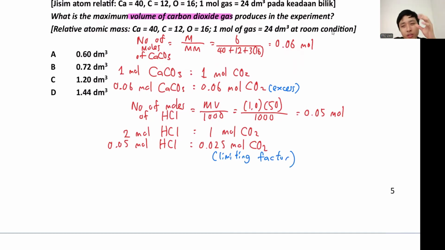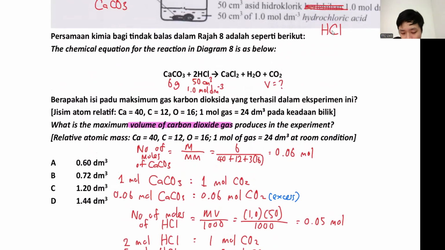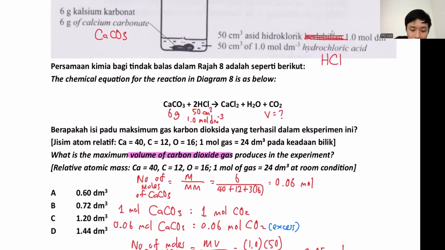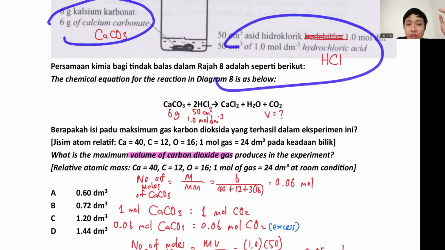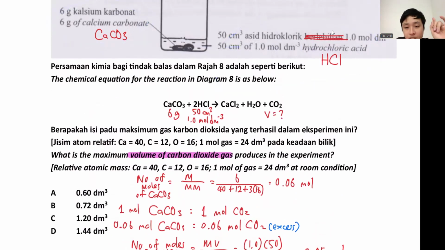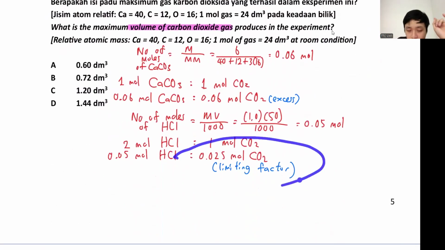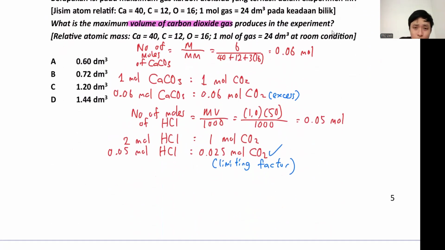So I think sometimes the question got slightly wrong. Unless they tell you which one is excess, then you no need to purposely calculate. But if you didn't have anything, you have to see which one is excess, which one is the limiting factor. Then you have to take the limiting factor as the answer. So you take this, which is correct, to get the volume of CO2.